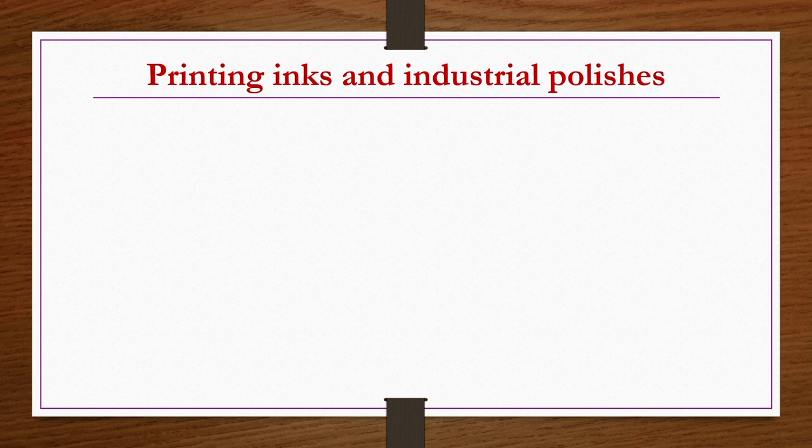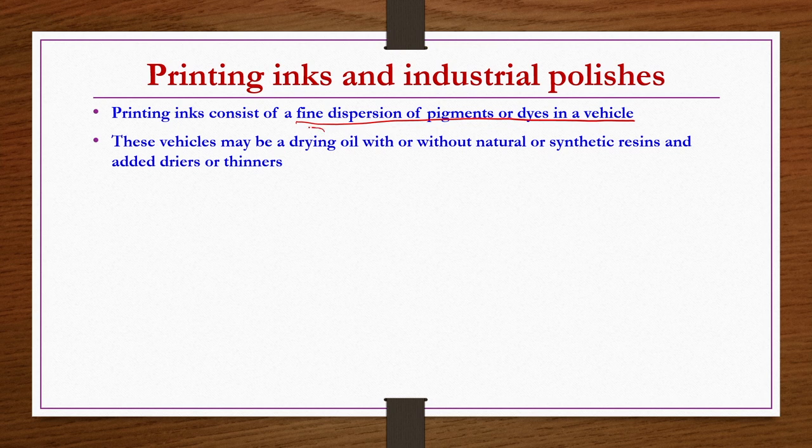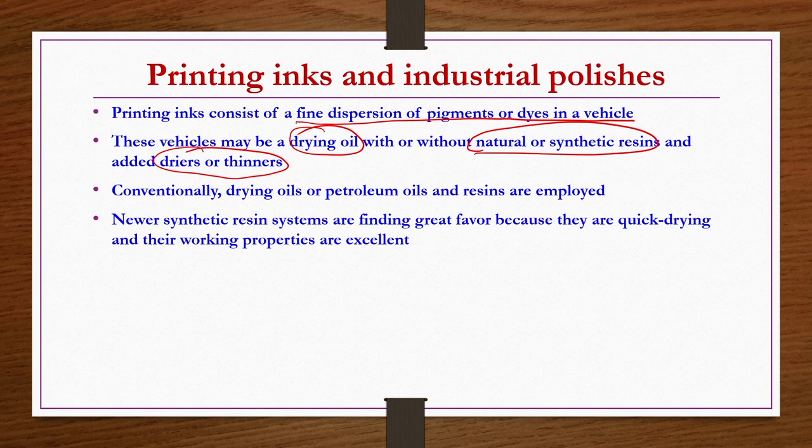Now we discuss printing inks and industrial polishes. Printing inks consist of a fine dispersion of pigments or dyes in a vehicle. These vehicles may be a drying oil with or without natural or synthetic resins and added dryers or thinners as per the requirement. Conventionally, drying oils or petroleum oils and resins are employed in printing inks. Newer synthetic resin systems are finding great favor because they are quick drying and their working properties are excellent.